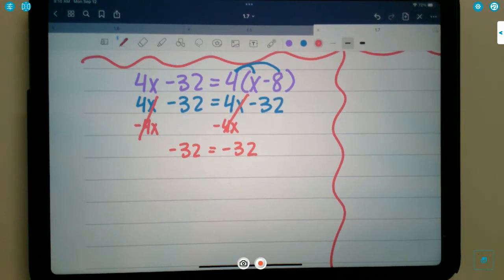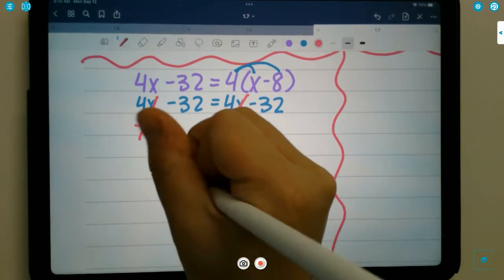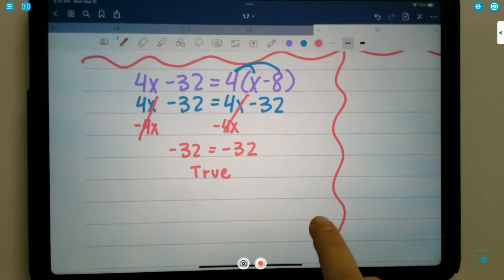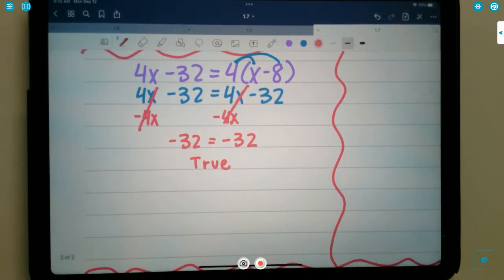Then from there, I am left with that statement. I determine that that statement is true because negative 32 does equal negative 32. And therefore, my solution is any number in the entire world. I could literally plug in anything, and this would be true.